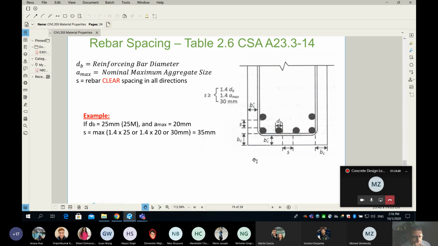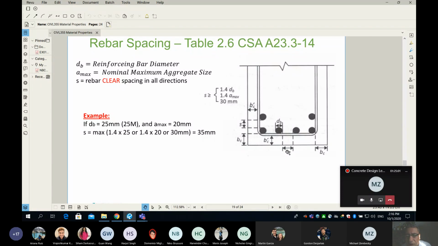Because think about it. I think this is a good picture to understand this concept. From each side, I need a spacing, a concrete cover. And then I have a stirrup. Then I have a bar, and I have two bars, 3 and 4. Looks like I have to maintain a minimum value for the spacing between the rebar.